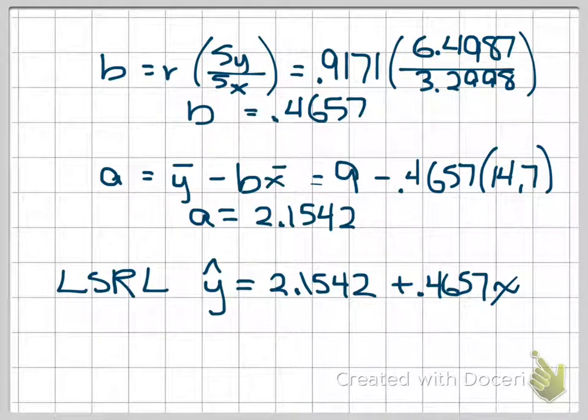So this gives us some information that we can now use. If we want to interpret the LSRL, we need to know a few things. We need to know about the slope, we need to know about the y-intercept, and we need to know a little bit about the correlation and the coefficient of determination. Let's start with the slope.